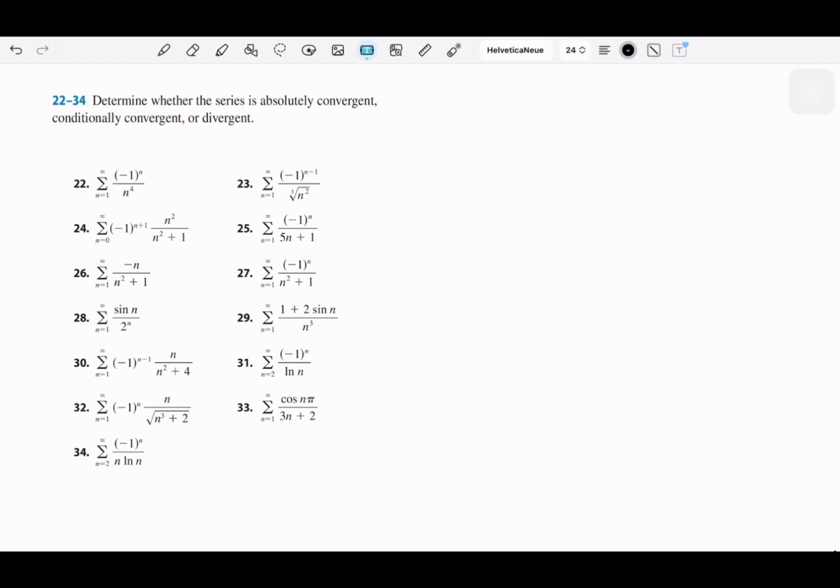So here we have questions on absolutely convergent, conditionally convergent, and perhaps divergent series. So you have number 22 to 33, or 34. So we could pick some of them. Let's choose.